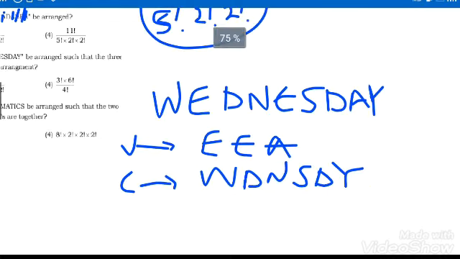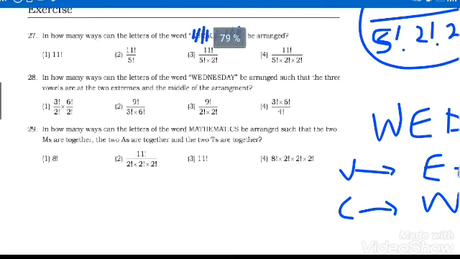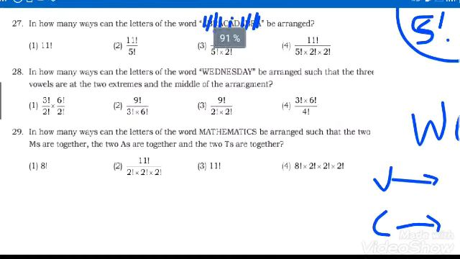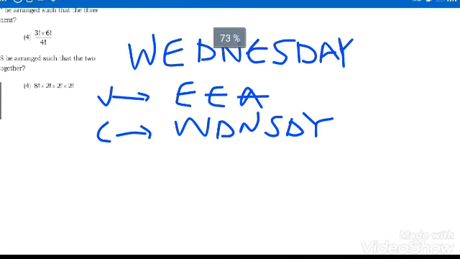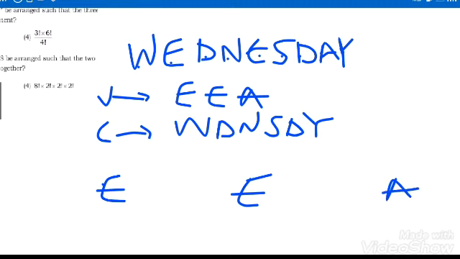The condition here says that vowels are at the 2 extremes and the middle. So let's look at how many letters we have, so we'll know where the extremes and middle will be. We have 1, 2, 3, 4, 5, 6, 7, 8, 9. So we have 9. If we pick one of the vowels, E, the middle is going to be 5. Let's put another E, and the extreme is going to be 9. So in between here, 3 consonants can come. So we have 9 of them.